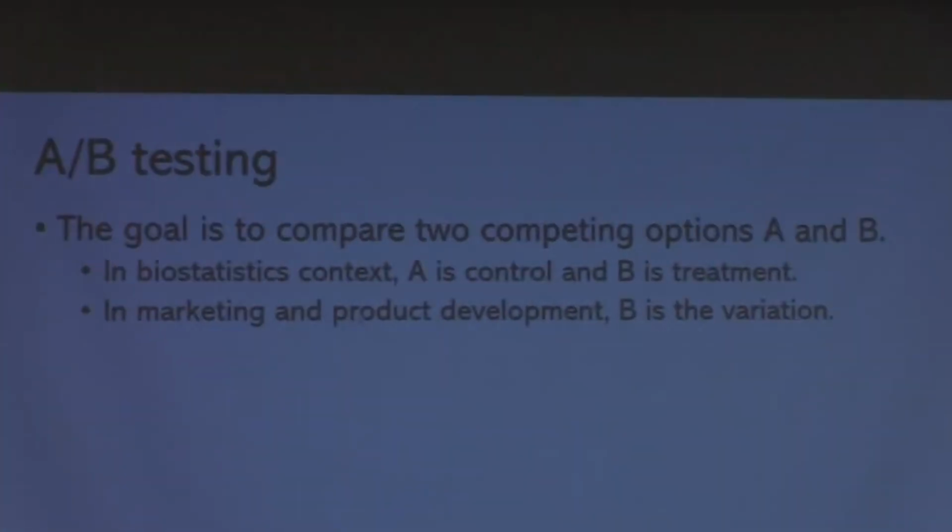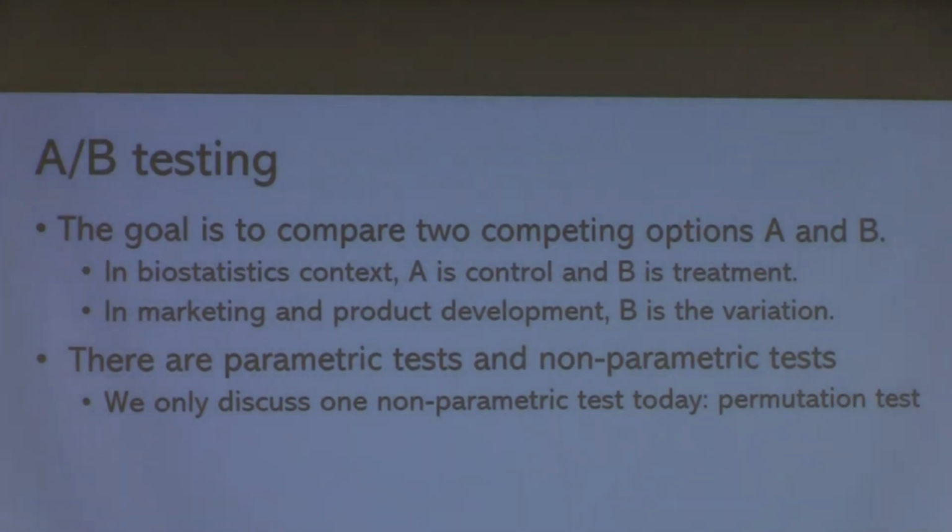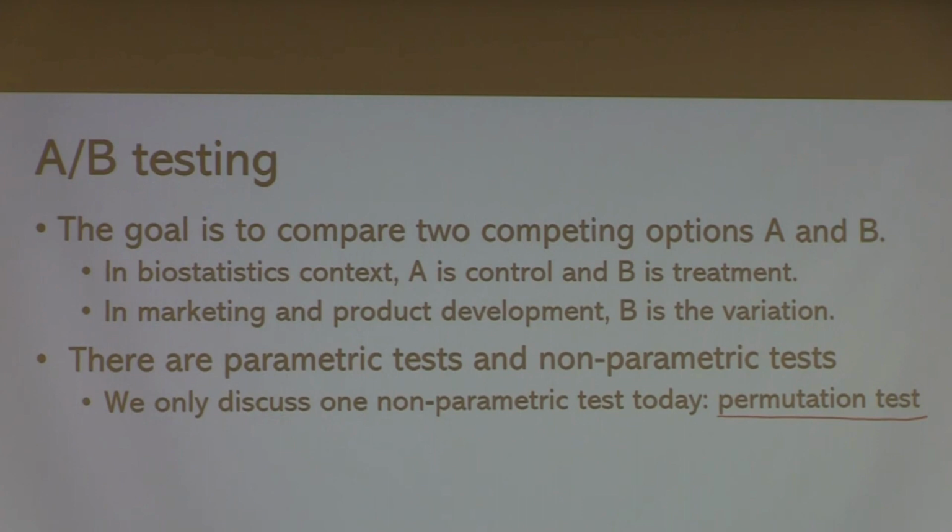So here are some other examples where A/B testing could be relevant. There are, in general, parametric tests and non-parametric tests, and we're going to only discuss one non-parametric test today, which is the permutation test, based on what we discussed last week. So with the permutation test, the idea is that we measure the outcome of interest, for example, conversion rate in group A and group B. Then we need to just permute or shuffle the cases, shuffle the users, and pretend that now they belong to a different group A and group B, just like the permutation test from last week.